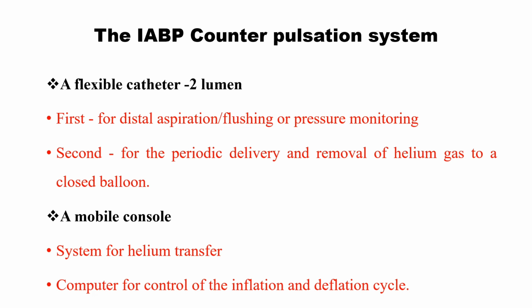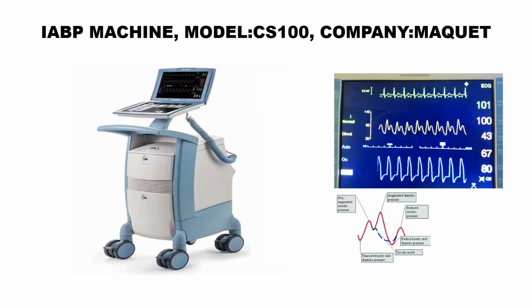Next, we'll see the IABP counterpulsation system. Here there are two principal parts: one is the flexible two-lumen catheter and the other is the mobile console. What is the flexible two-lumen catheter? The first lumen is for distal aspiration, flushing or pressure monitoring, and the second lumen is for the delivery and removal of helium gas to the closed balloon. The mobile console is the system for helium transfer and the computer which is used for controlling the inflation and deflation cycle. So these are the two principal parts of the counterpulsation system. So this is the IABP machine.